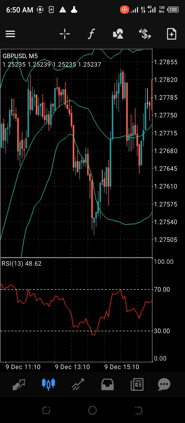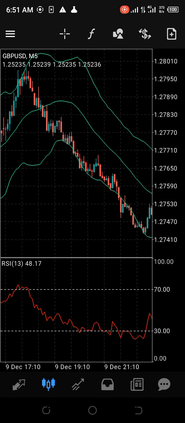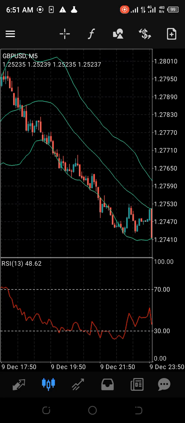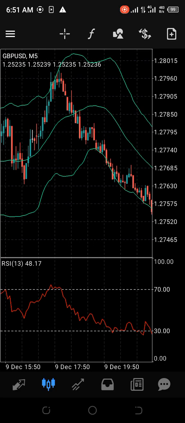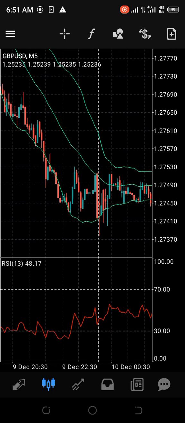We have our oversold here. Break below the lower band. Green candle. Enter your trade. The market skyrocketed. Okay, this one we have another losing trade here.